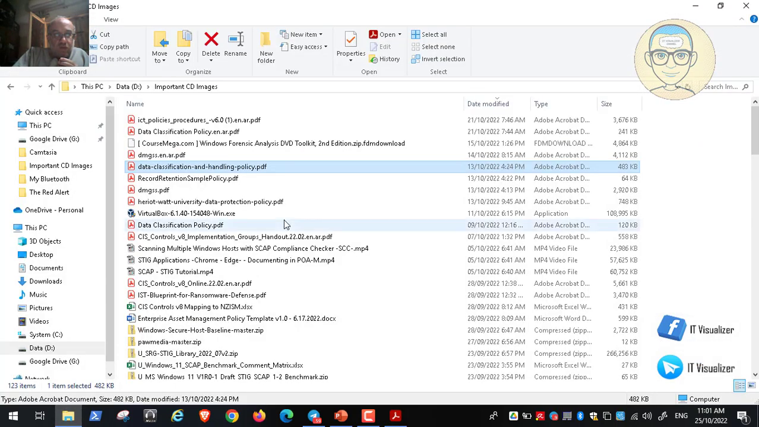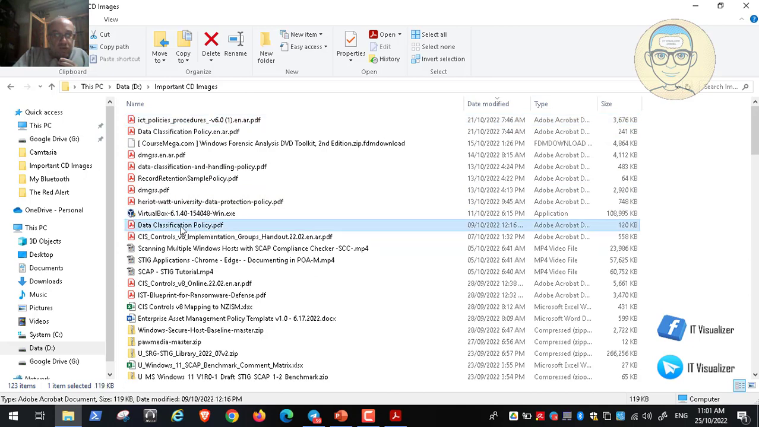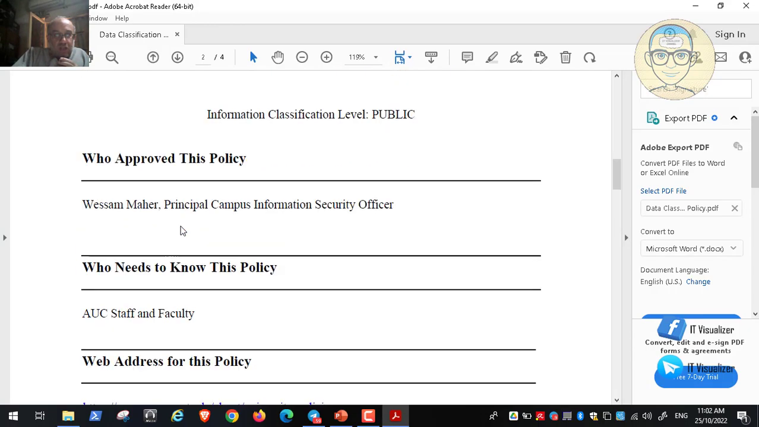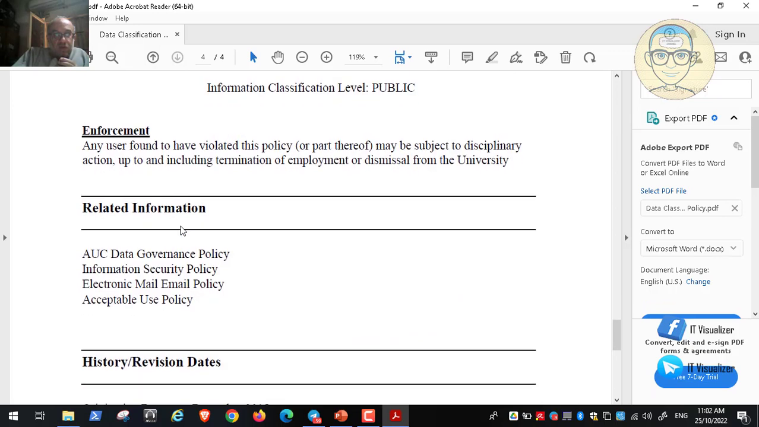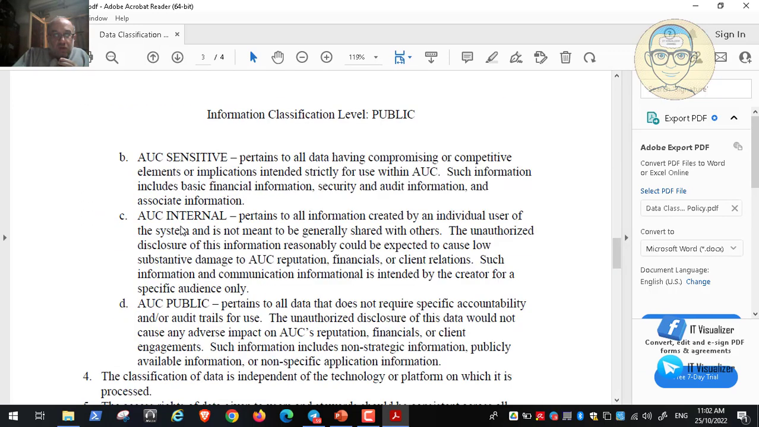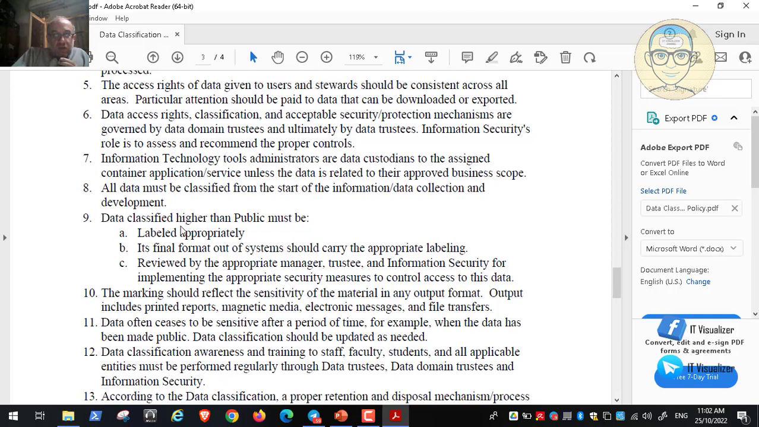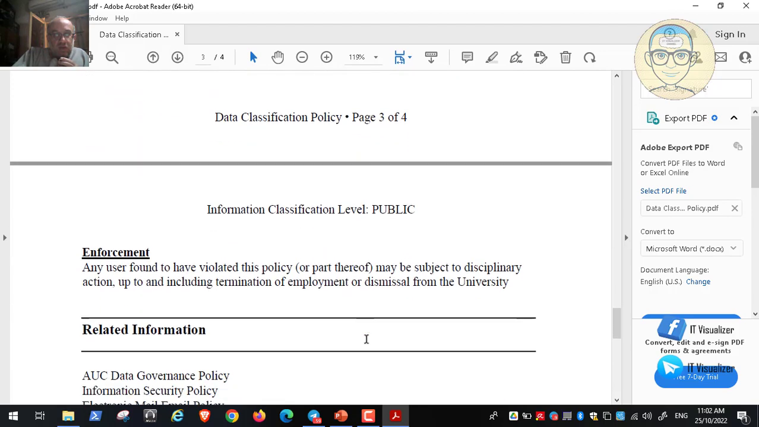Let me show you the one, for example, data classification policy. I think this is the one for the AUC. Let me show you if it says something about the retention period, historical data. This is classification, access rights, financial, according to classification. Here it says a proper retention and disposal mechanism must be developed. This mechanism must be approved by information security, and so on. I think this is not the retention.